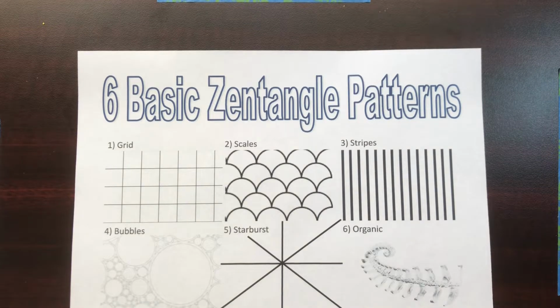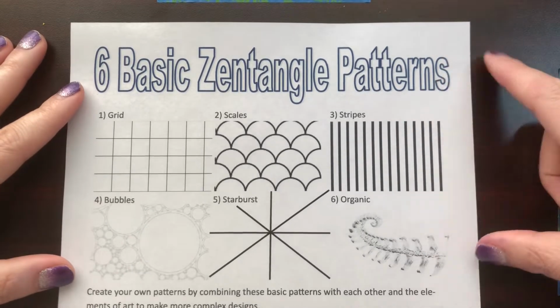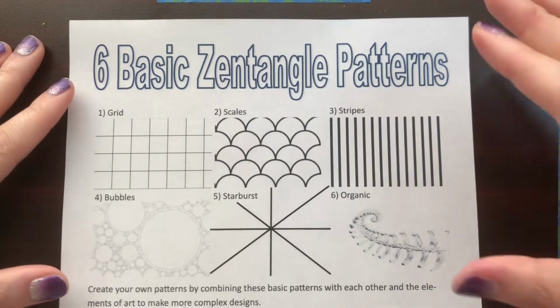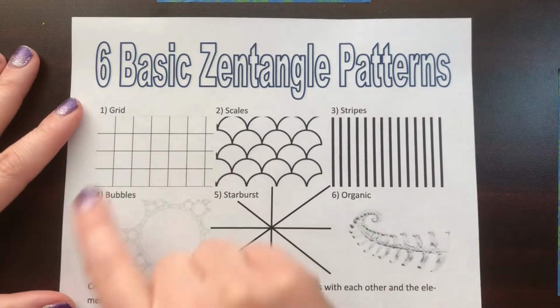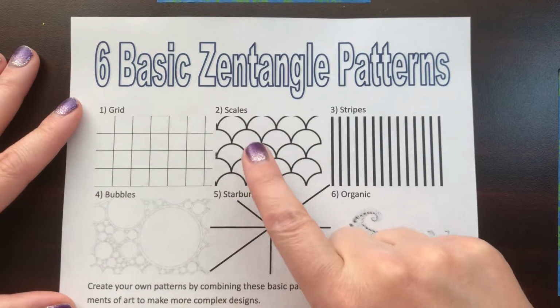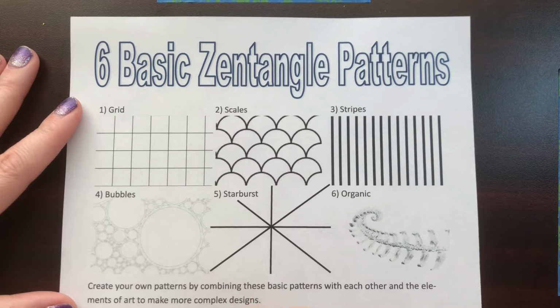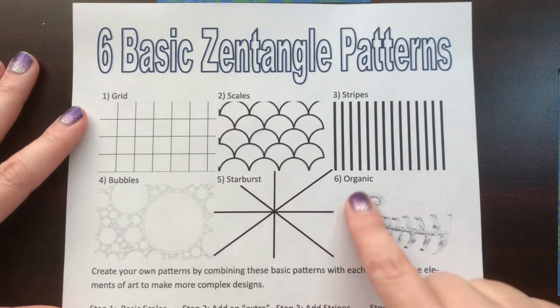Right, good morning everybody. So today I'm going to show you how to make 6 basic Zentangle patterns. So here they are, and I'm going to show you how to make them more complex so they give you some more visual interest. So our 6 basic patterns are the grid, scale, stripes, bubbles. So that's the little circles. I know it's a little more difficult to see. We got starburst, and then organic.